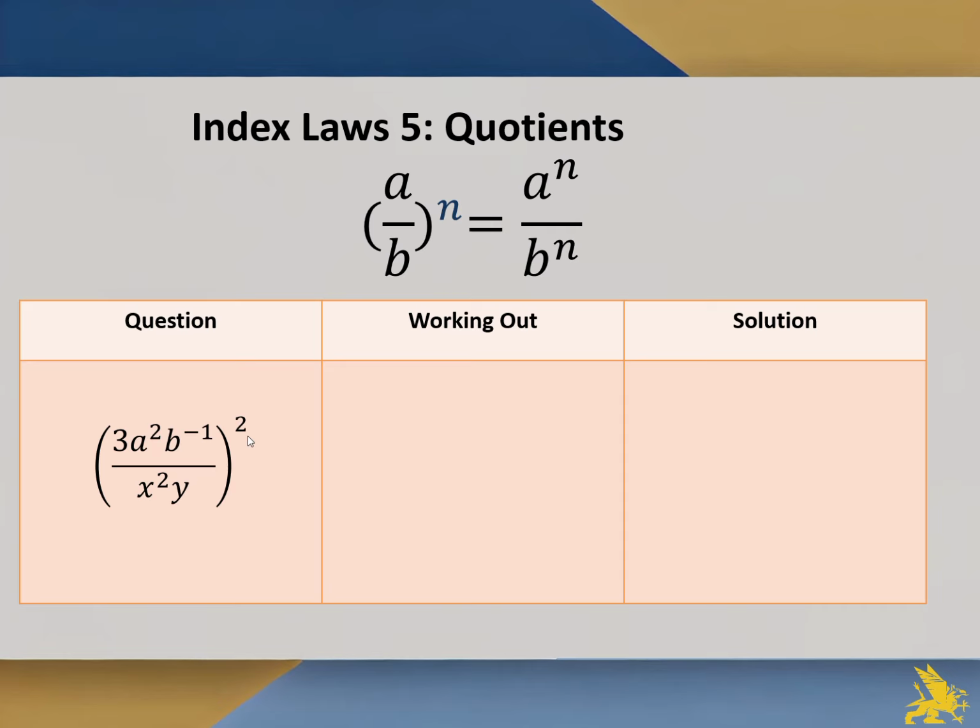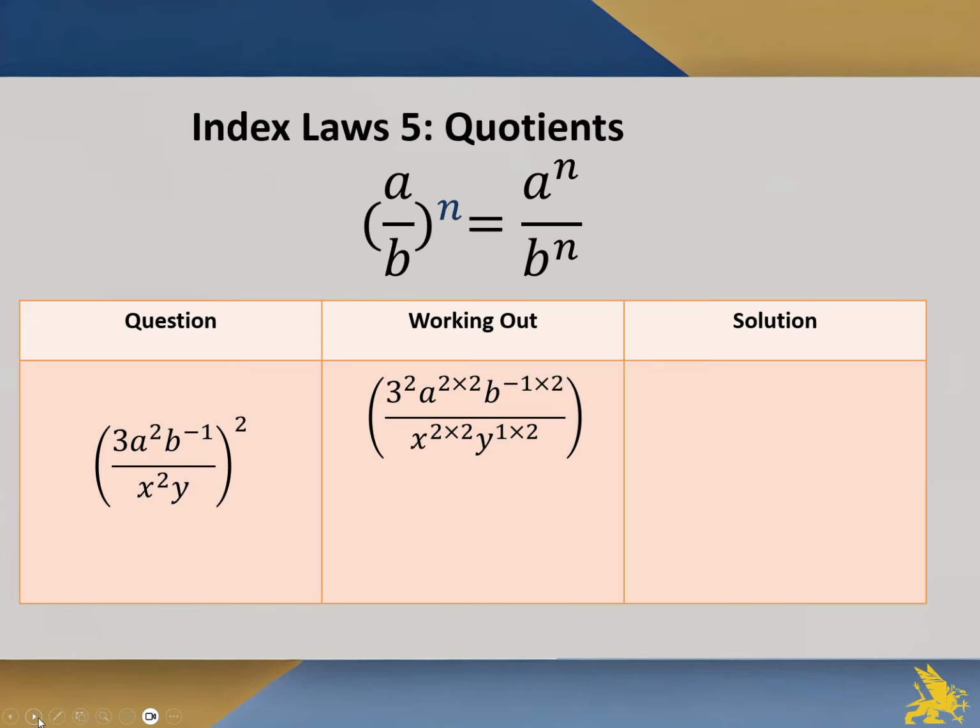So that means that power of 2 is applying to the 3, so it'll be 3 squared, is applying to the a squared, so it'll be 2 times 2 as my power, and my power for b will be -1 times 2. And the same thing applies to my denominator. So now I've done that, I'm just simplifying.